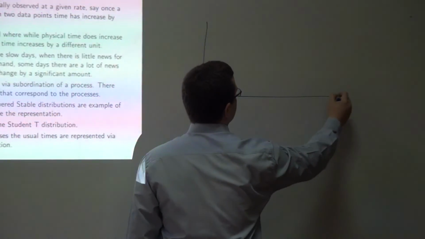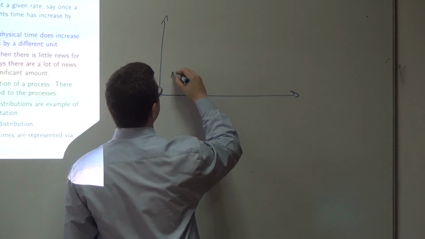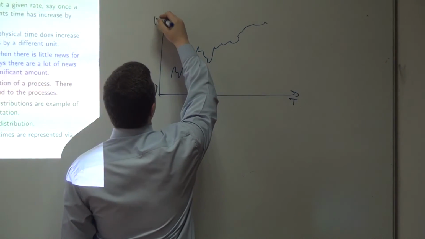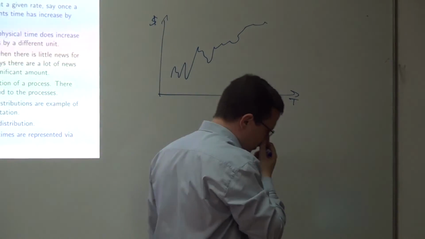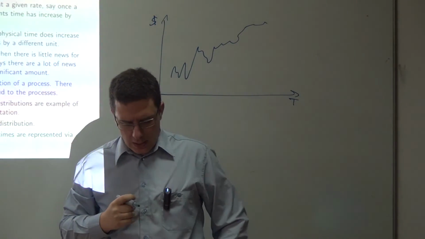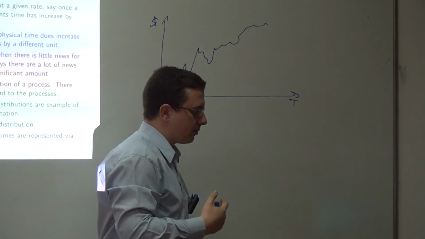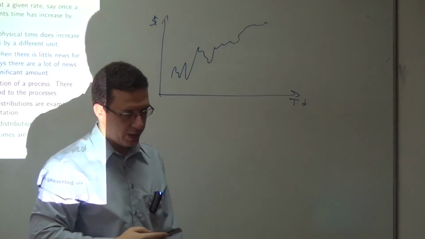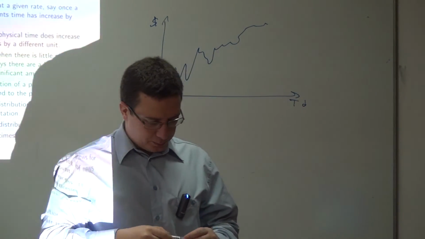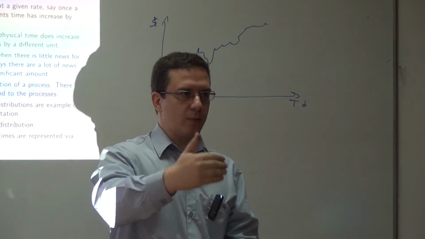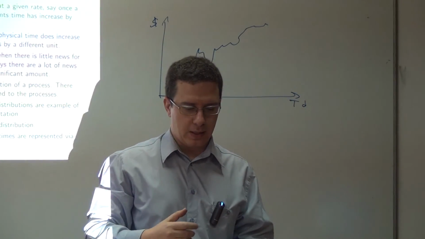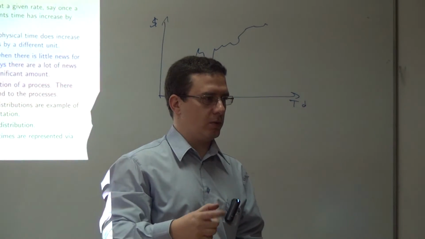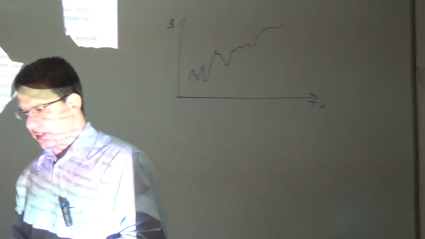If you have the graph of a price, and we have time here and here is dollars. You're measuring the price, let's say daily. So the unit here would be day, 1 day. You have one price today, another price tomorrow, another price the day after. So the changes in time is a single unit, 1 day. But here's an idea.